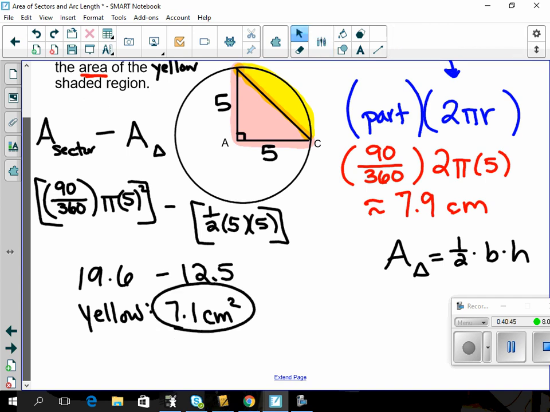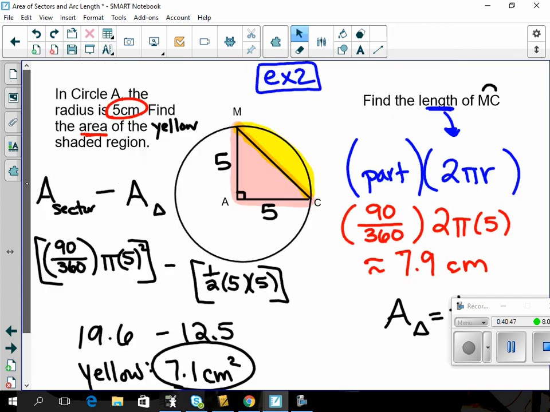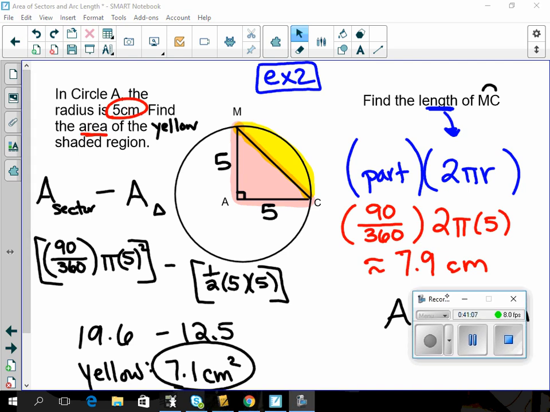Okay? So again, arc length is part of the circumference. Area of the sector is part of the area. And then sometimes we have to subtract off other things to get the little piece of the shaded region that we want. It is a lot of work, but I believe in you. I know you can do it. Okay? So let's practice some of these.